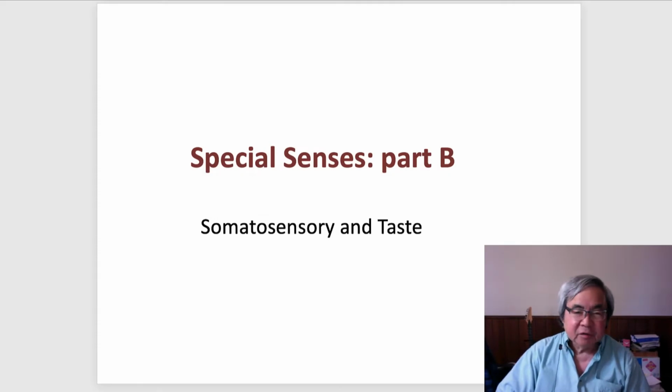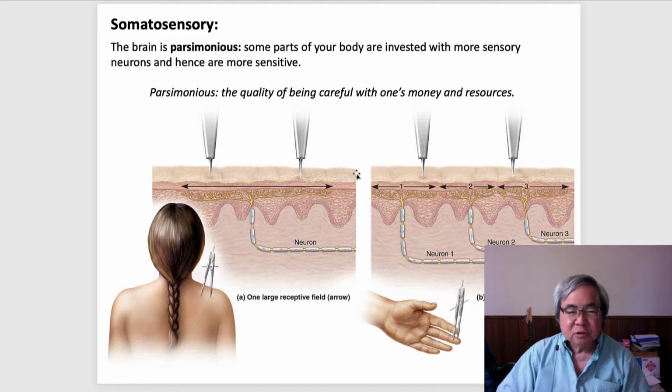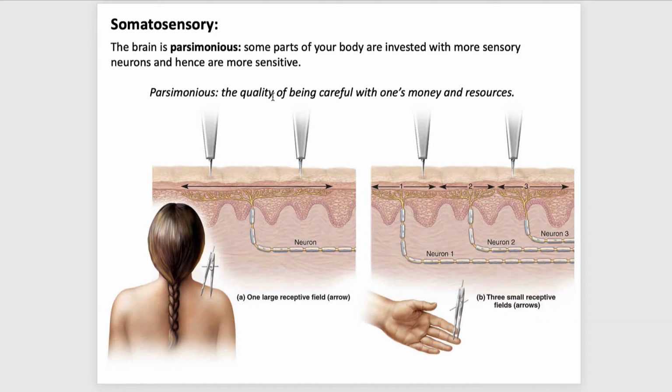This is the second part of our special senses presentation. And here we're going to deal with somatosensory and taste. So to understand the somatosensory system, I'm going to learn a new word here. This is just an English word, but it's going to be really useful. So understand what this word means. And the word is parsimonious.